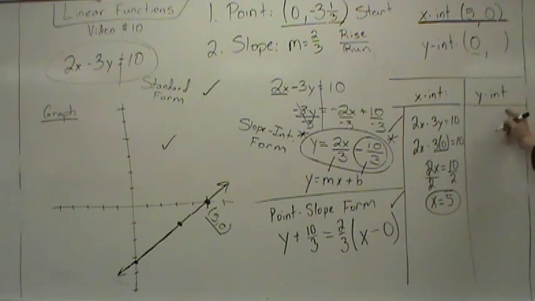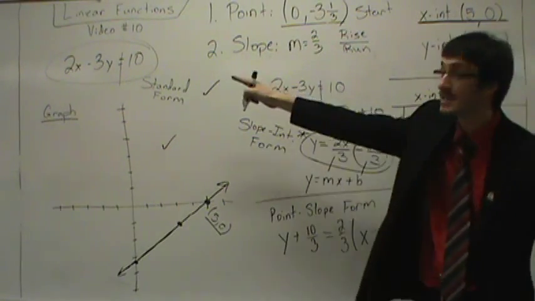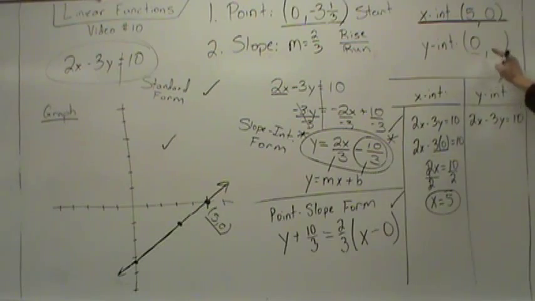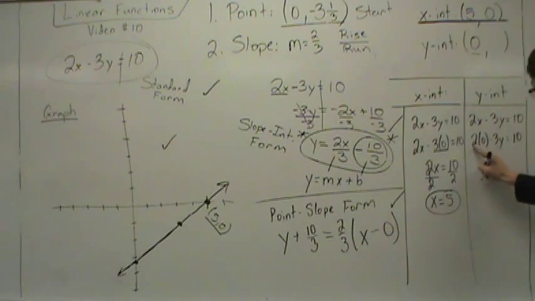Okay, and which equation is easiest to use? Hopefully you say standard. Standard form says that 2x minus 3y equals 10. Notice that a y-intercept has an x value of 0, so we're going to put 0 in for x. We have 2 times 0 minus 3y equals 10. 2 times 0 is 0, and 0 minus 3y is negative 3y. So we have negative 3y equals 10.